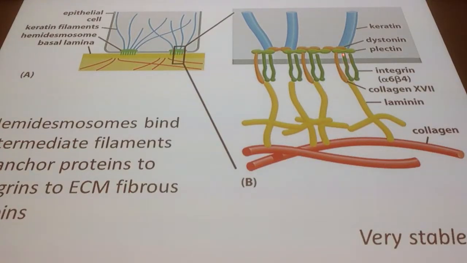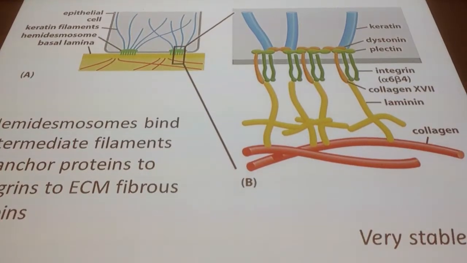But the cytosolic domain of integrin does not have a binding domain for intermediate filament, so it has to anchor onto the intermediate filaments via proteins we call intracellular anchoring proteins. Plectin and dystonin are examples of intracellular anchoring proteins.